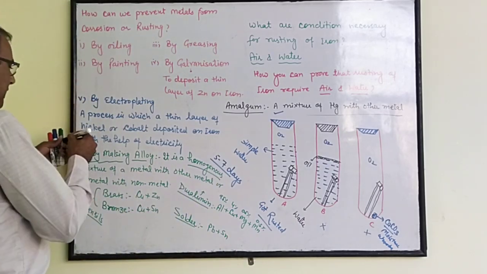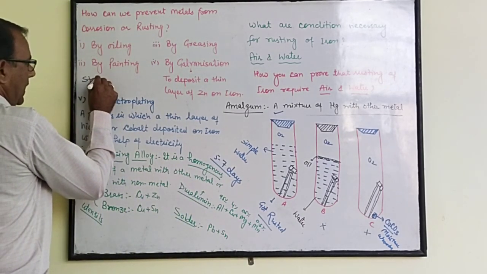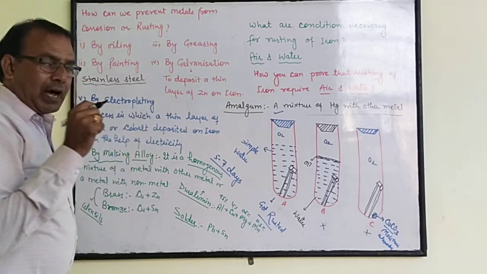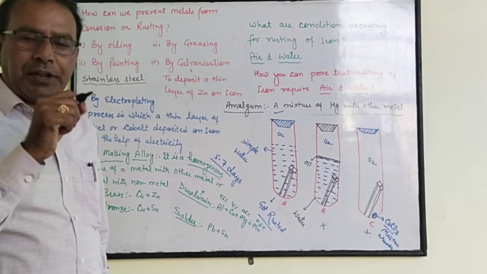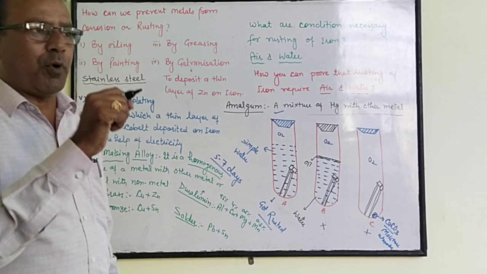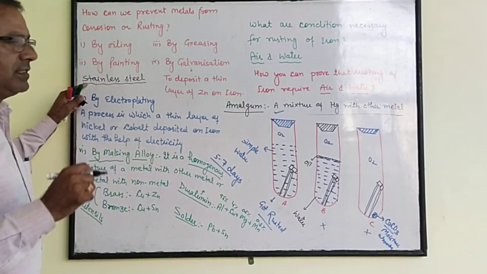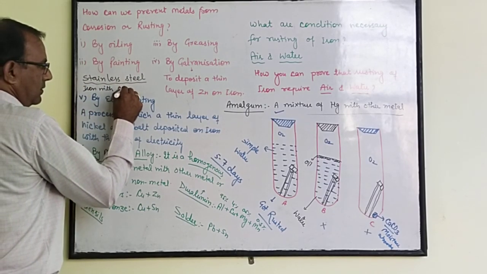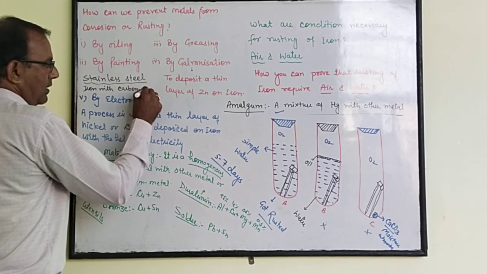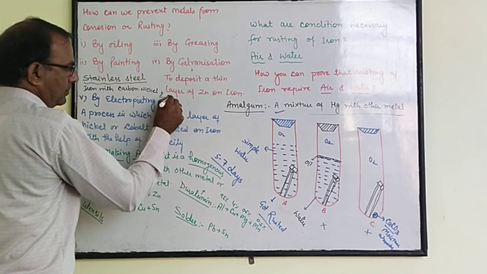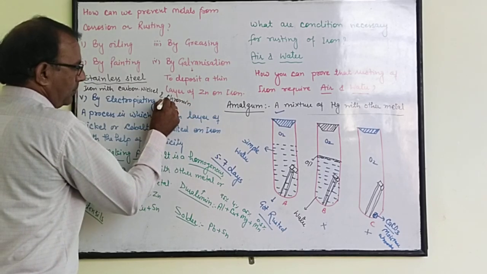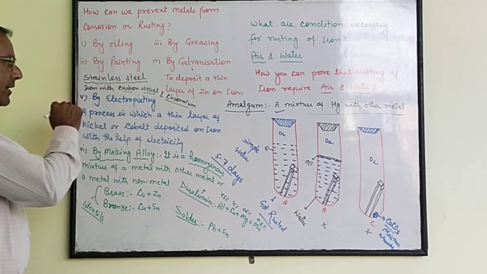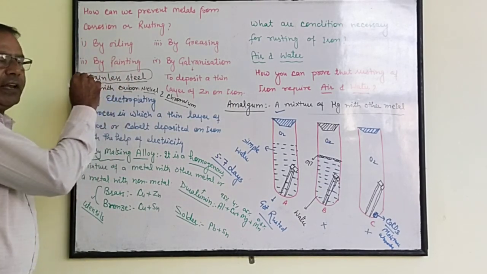One more thing, stainless steel. What is stainless steel? The iron is mixed with carbon, nickel and chromium. This type of alloy is known as stainless steel. Iron mixing with carbon, nickel and chromium. If we add chromium, nickel and carbon into the iron, this type of iron is called stainless steel.